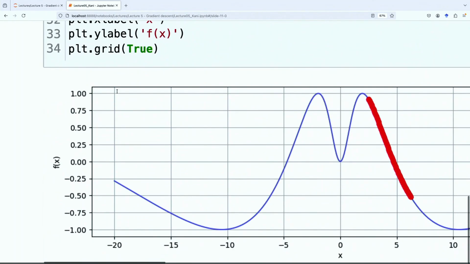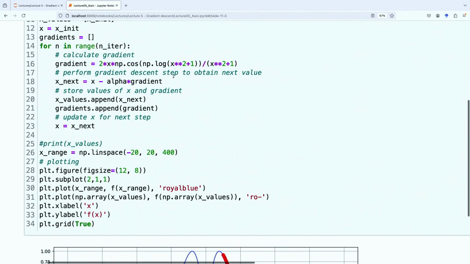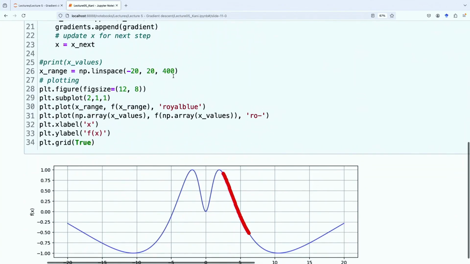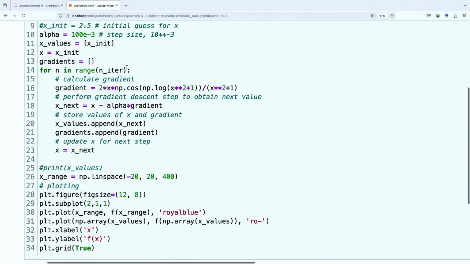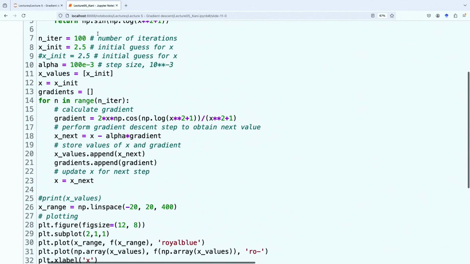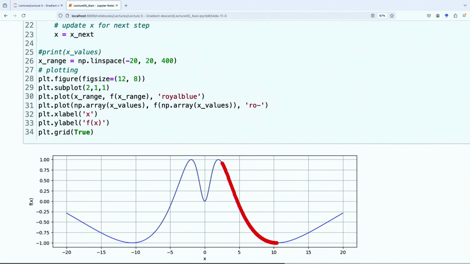There we go. And we're getting there. What should we do in this case? Should we increase the learning rate again? Maybe we'll just increase the number of iterations. The number of iterations will just go to 1,000. There you go. And then we find the actual minimum.